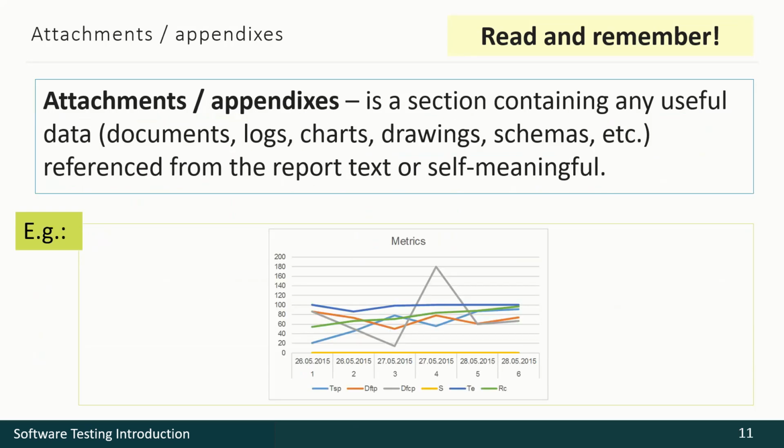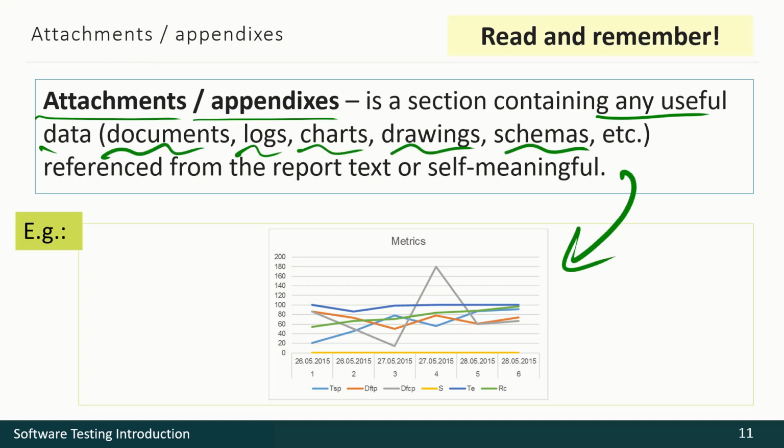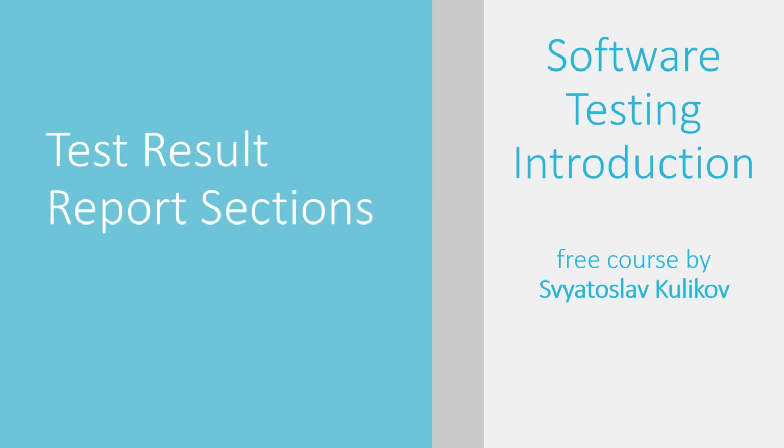And the last section, attachments, appendices, and so on. It contains any useful data like documents, logs, charts, schemas, and so on, and so on. Anything that may somehow help us to understand the result report better and is somehow useful in other ways. And in the next video we shall see an example of a test result report and discuss its sections once again.